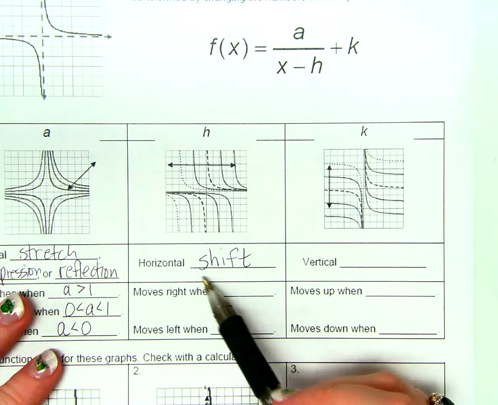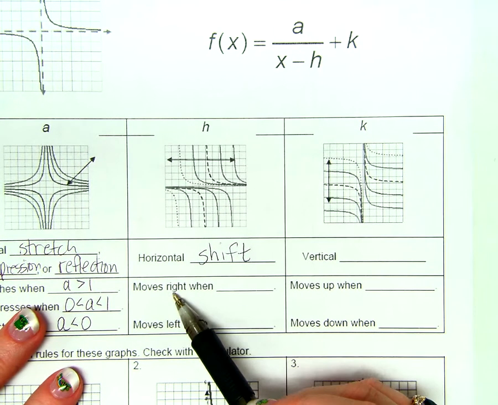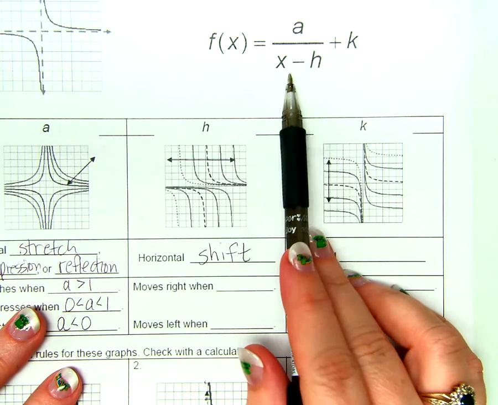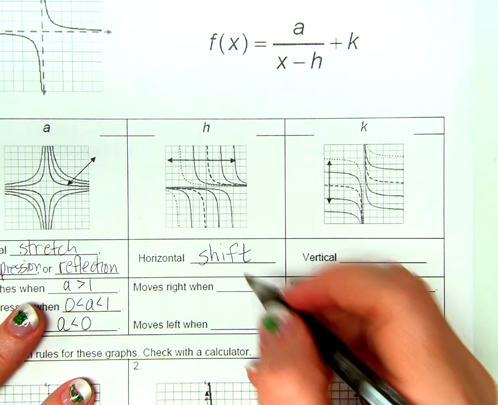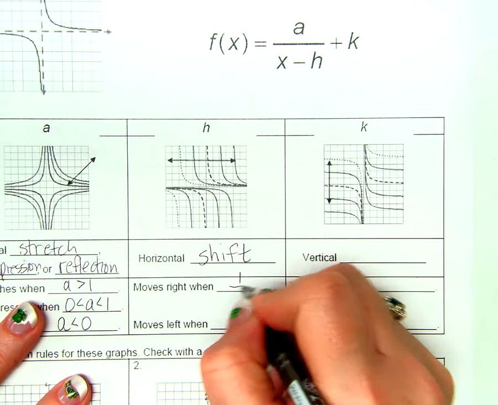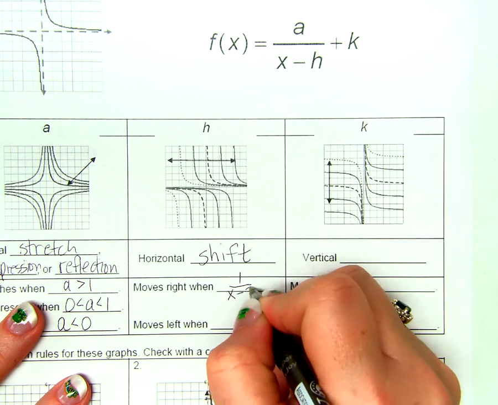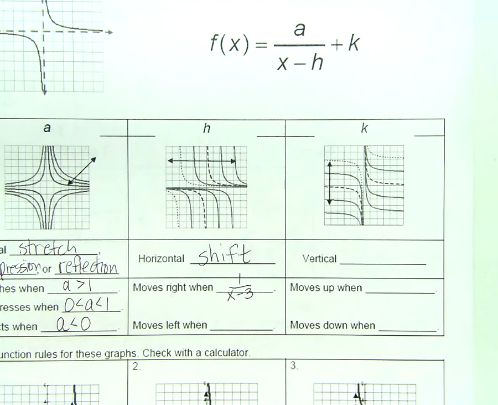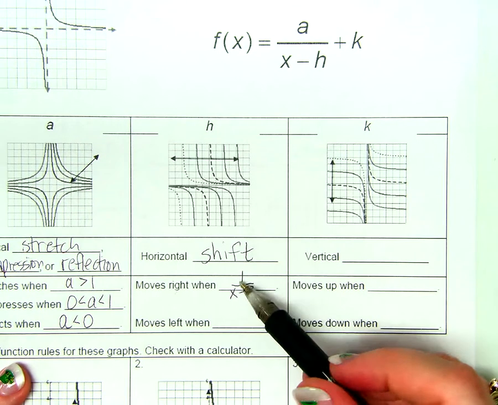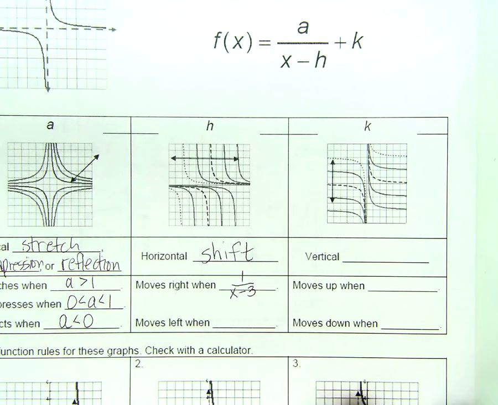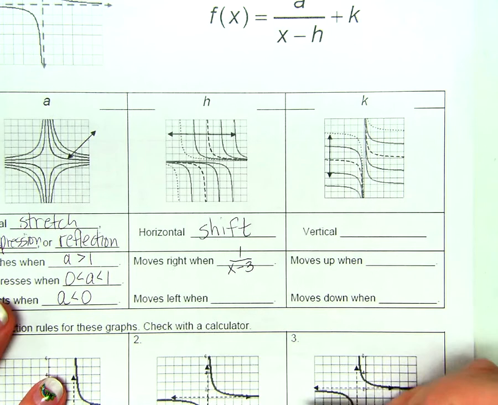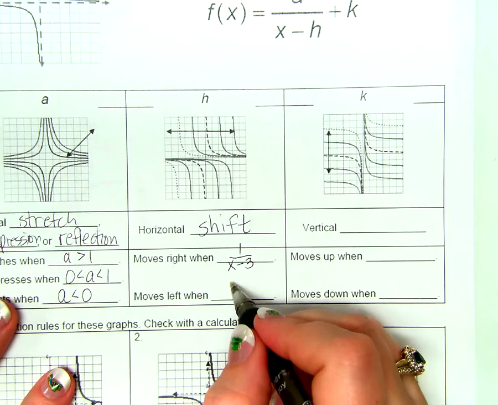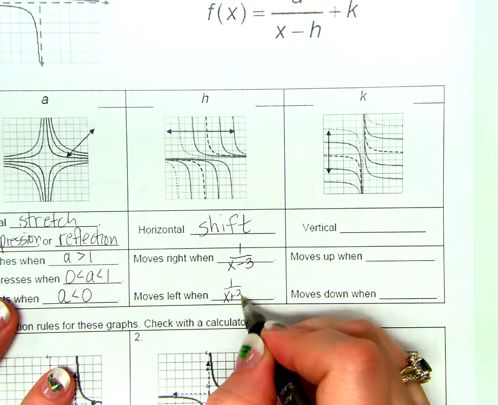When is it going to move right? When is this function going to move to the right? It's going to move to the right when it looks something like this, 1 over x minus 3. You remember that? If it's inside, it moves opposite of what we think it would do. So when is it going to move left? 1 over x plus 3. Good.